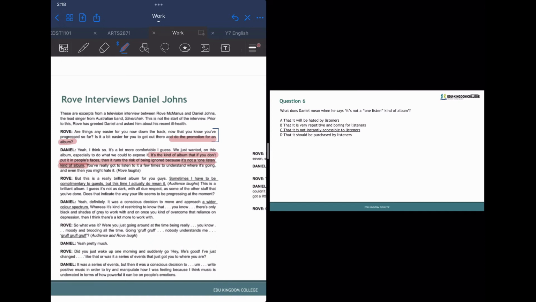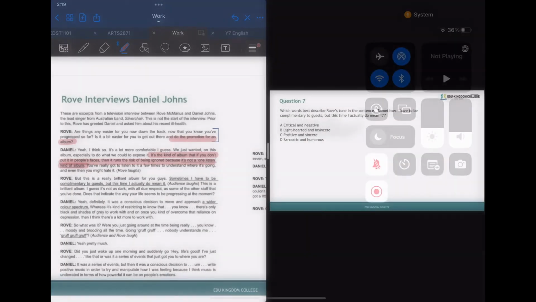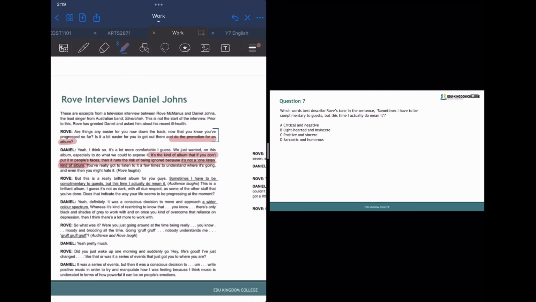You just have to keep on, I guess, trying to deconstruct it. That's what Daniel is trying to say. He's trying to say that there's depth to the album that is a bit unconventional. In question 7, which words best describe Rove's tone in the sentence?